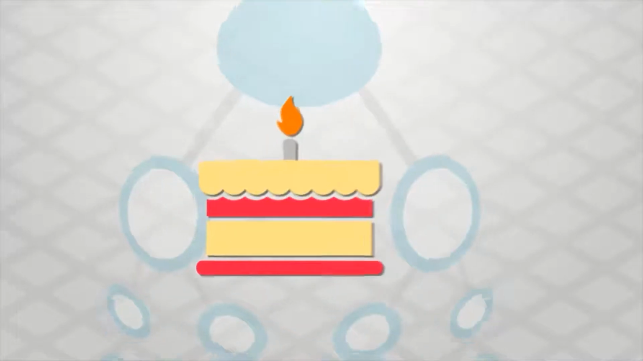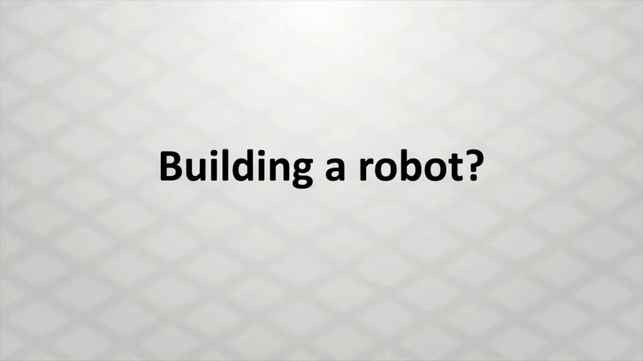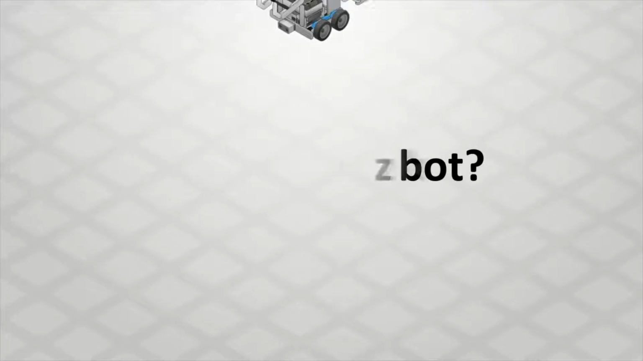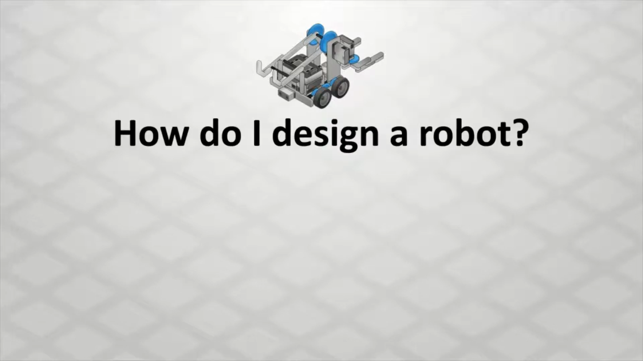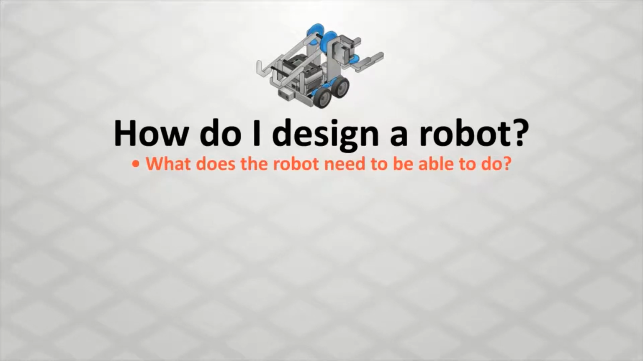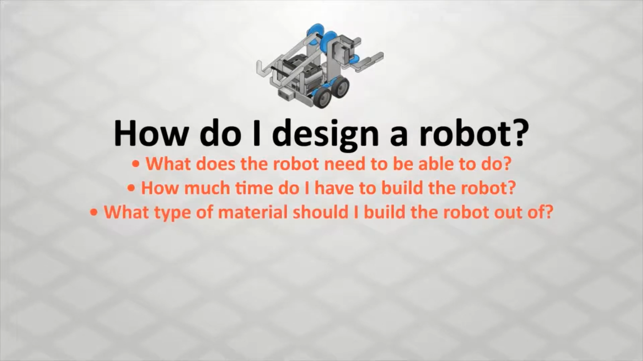You've just reviewed an example of using the decomposition process to plan for making a cake. How can we apply decomposition to building a robot? To decompose this task, you will need to break the big task, how do I design a robot, into a series of smaller tasks. What does the robot need to be able to do? How much time do I have to build the robot? What type of material should I build the robot out of?